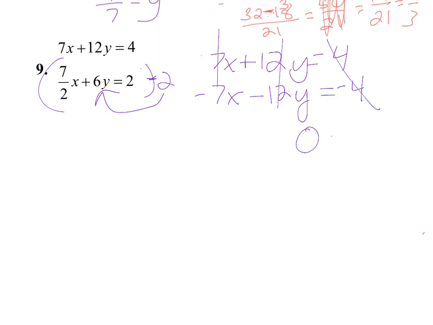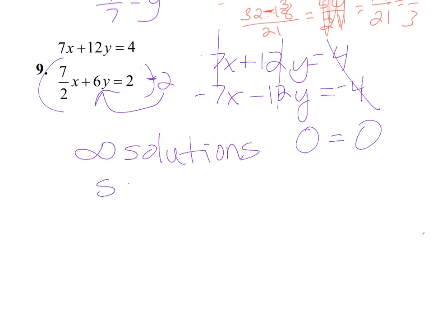That one disappears. This means we have infinite solutions. They were actually the same line. If I had not done the negative, I would have ended up with 7x plus 12y equals 4, and you'd see exactly they were the exact same line. So 0, 0, my answer is infinite solutions. Same line.